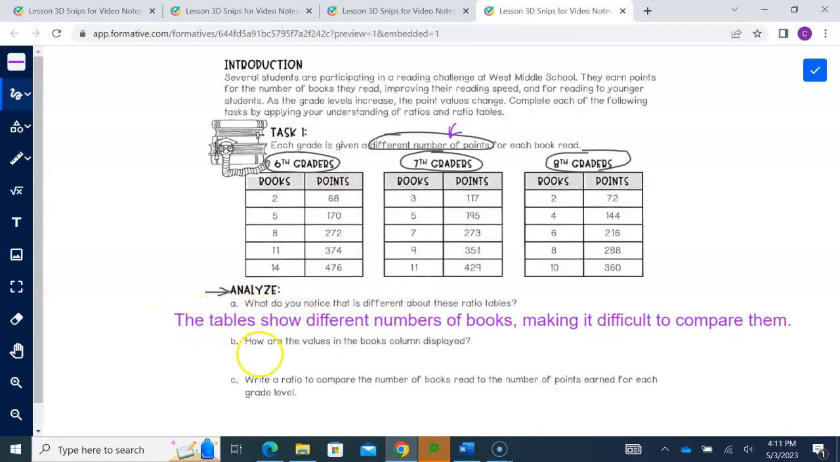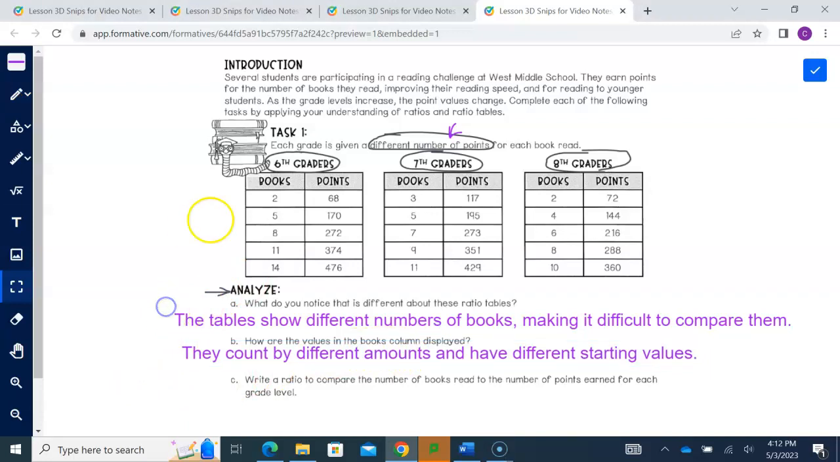Okay, question B says, how are the values in the books column displayed? So looking at our book for 6th grade, it starts at 2, it goes up by 3, it goes up by 3, it goes up by 3, it goes up by 3. So they did keep something consistent in their count. They went up by 3 every time they went up to the next count. So they jumped by 3 each time.